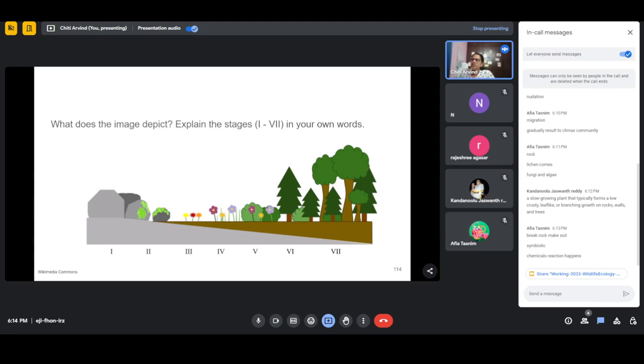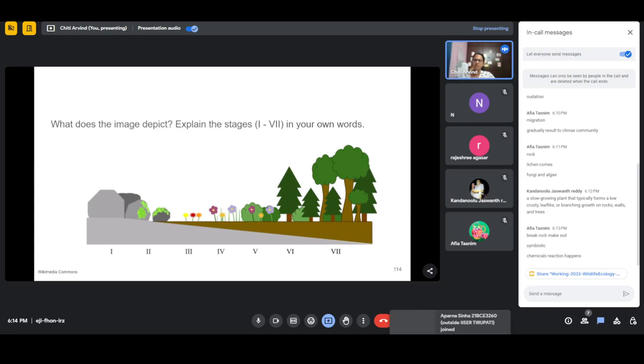Now, after the soil comes into play, you have a set of plants growing, right? You first start with some grasses, and then it goes on to some shrubs, and then finally you have these mature trees. Yes, correct, Afia. A chemical reaction happens between the lichen and the rocks, and this results in breakdown of the rocks and production of soil, right?